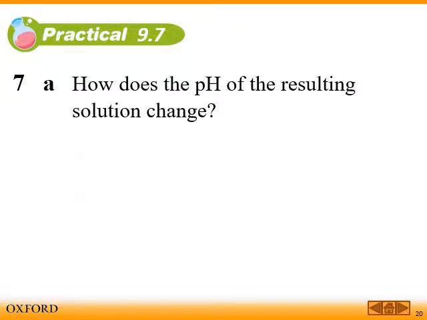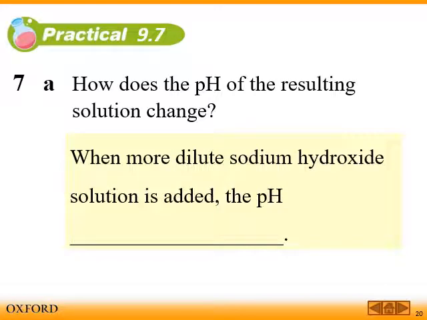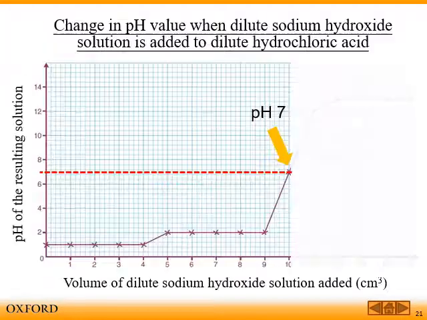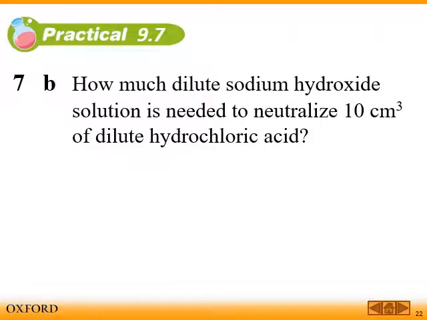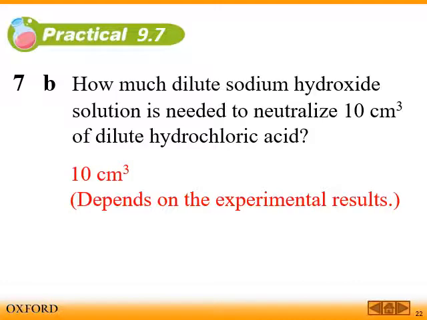And then afterwards, when more dilute sodium hydroxide solution is added, the pH value increases to about 7. It shows excess sodium hydroxide solution is present. So when you look at the graph, how much dilute sodium hydroxide solution is needed to neutralize 10 cm³ of dilute hydrochloric acid? It should be 10 cm³.